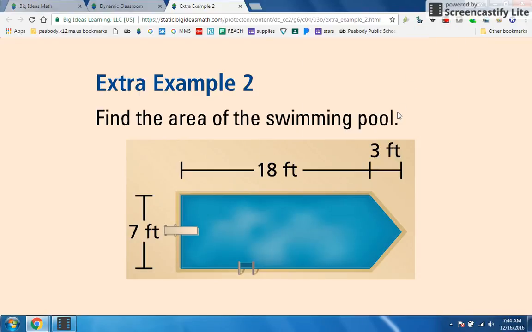The first thing you need to do, they're giving you a swimming pool. They want you to find the area of it. So the first thing you need to do is divide this into 2 shapes that we have formulas for. Use the correct formulas to find the areas of those shapes and then add them together. This is the last one, so give this one a shot.